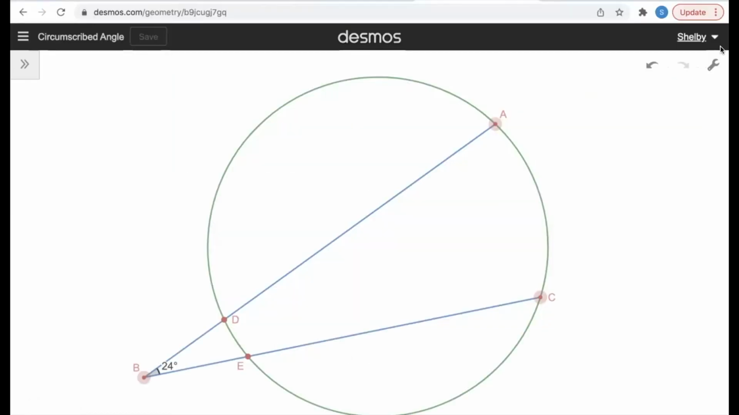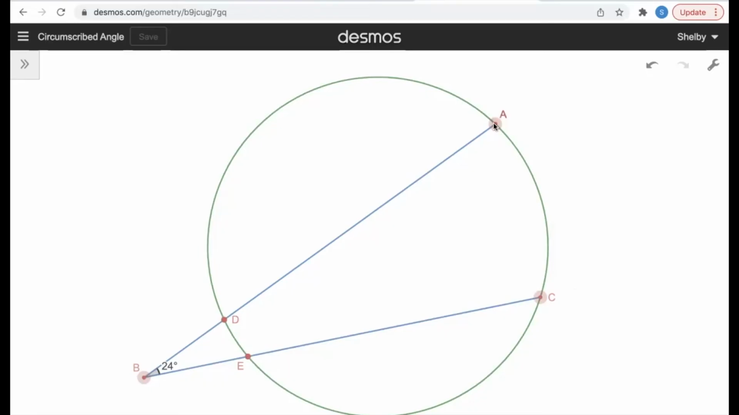So the reason we need to know the words secant and tangent is so we can learn about this next type of angle, which is called a circumscribed angle. It's an angle that's outside the circle, like the one you're looking at here. And in this example, both of these line segments, so from A to B and B to C, are both secant lines. They intersect the circle at 2 points.